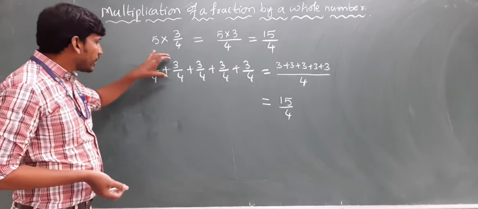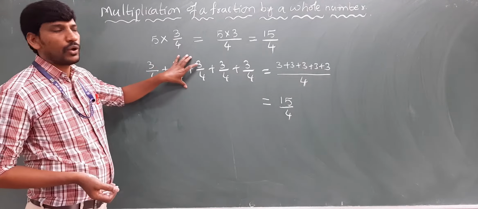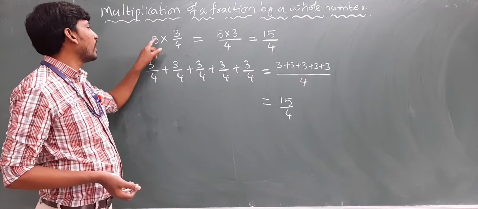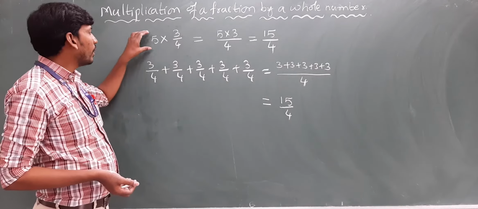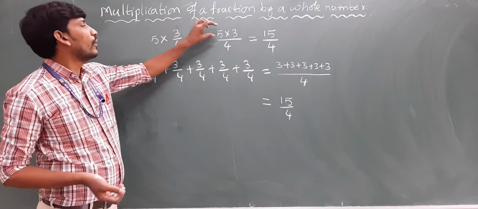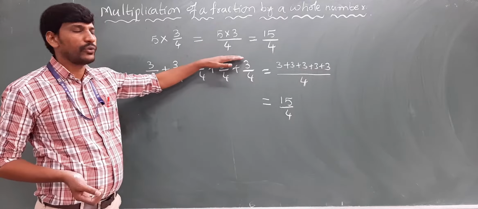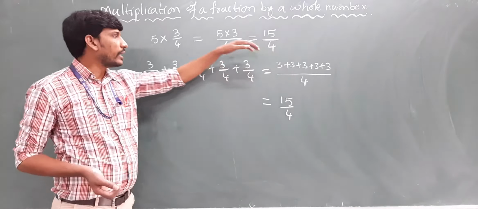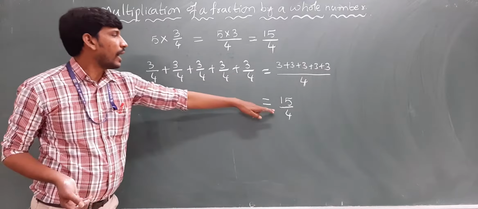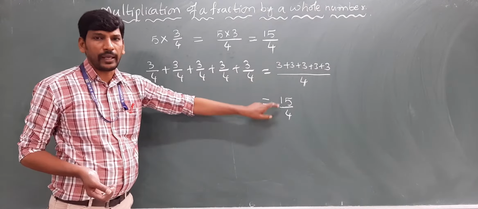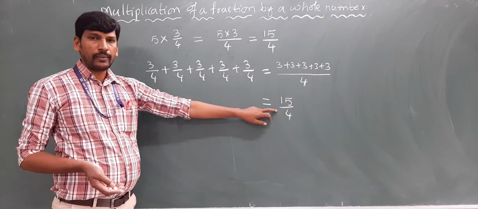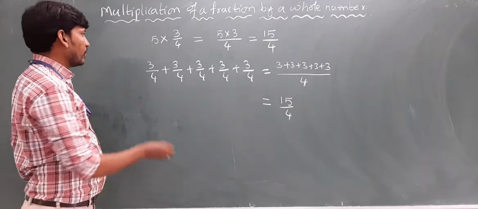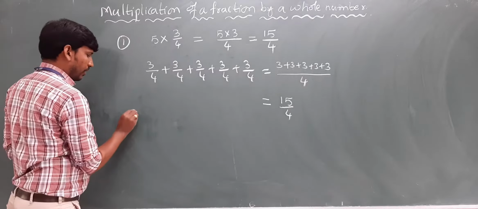So instead of adding 5 times, we are multiplying 5 with 3 by 4. You just multiply only with the numerator. Whole number into numerator by 4, which is equal to 15 by 4. Either you can multiply or add, the answer will be the same. Not only with proper fractions, you can multiply with improper fractions also. Let us discuss one more example.